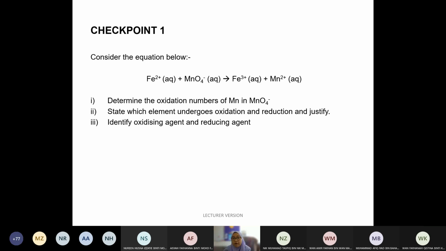Determine the oxidation number of manganese in MnO4 minus. In this one, you have to take into consideration the rules that we have learned just now. Kena consider all the rules kat situ. Okay, manganese. Manganese kita tak tahu, so you can either put Mn ataupun assign sebagai X, both also okay.